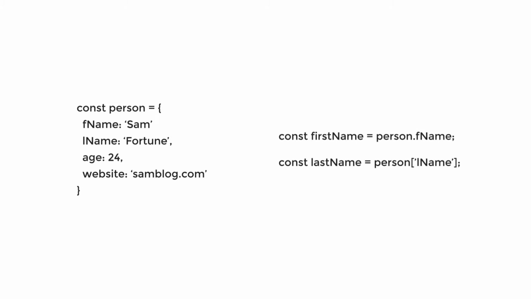Hey, welcome back. Suppose we have an object that we want to extract some of its properties values into separate variables. In order to do that, we need to declare a variable for each one of the properties, then use the dot or the bracket notation to get the values from the object.